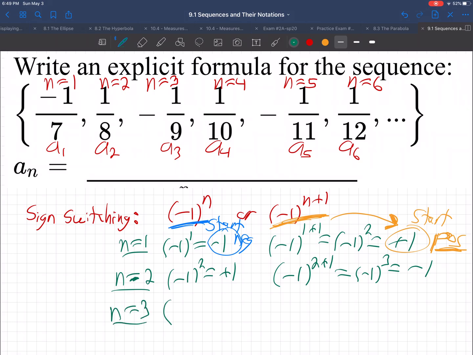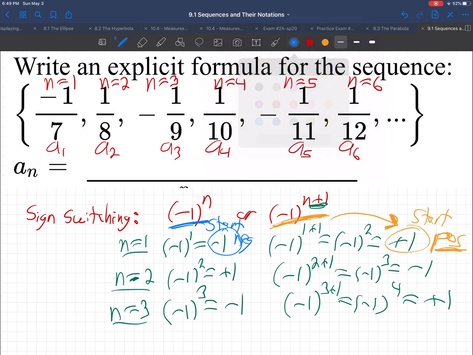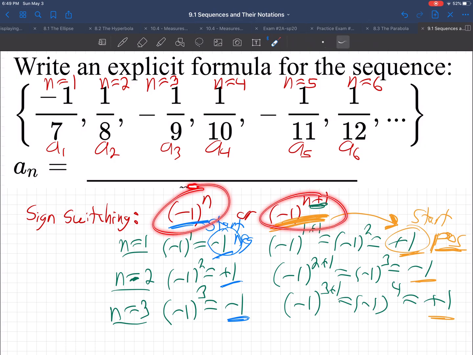If I do n equals 3, minus 1 to the third, 3 negatives is negative, whereas over here, minus 1 to the 3 plus 1. You're plugging into the formula n plus 1. That's minus 1 to the fourth. 4 negatives is positive. So do you see how both sequences are switching back and forth, right? Negative, positive, negative, and the orange one as well. Positive, negative, positive. Just going to keep switching back and forth. So both these formulas are going to do the sign switching you need. It's just, do you want to start out negative or do you want to start out positive? Because they can give you either kind of question.